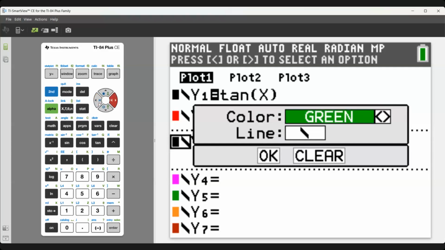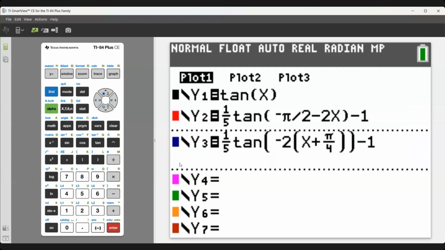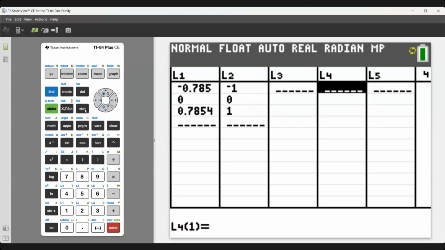Let's change the color of our graphs so that we can see a difference between them. Perfect. Two black graphs right now. And then from there, let's go back to our stat, and we'll use those pre-image points.